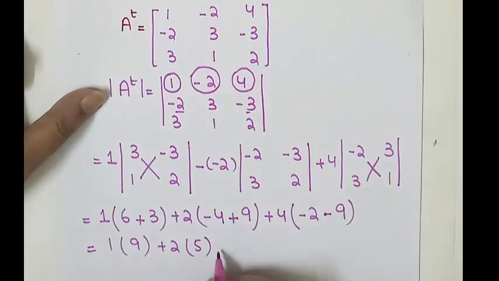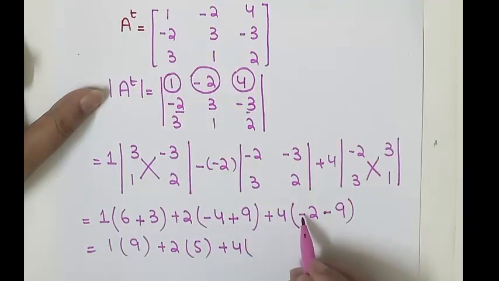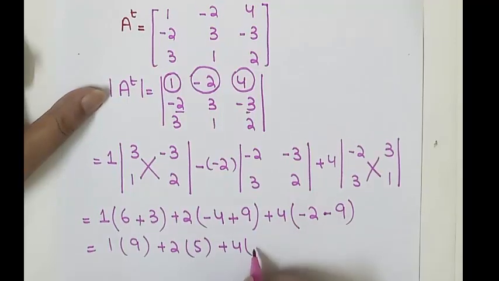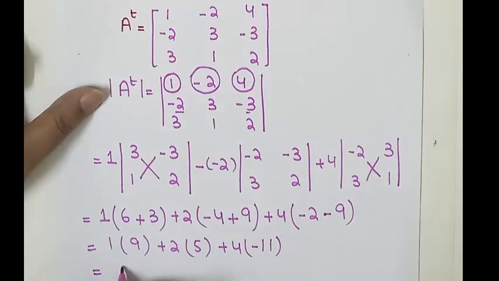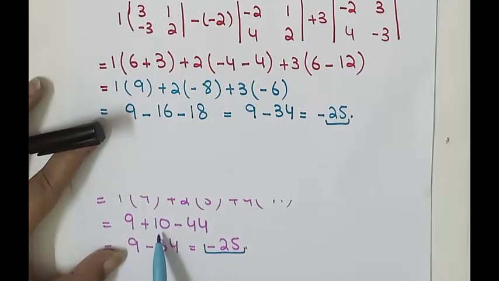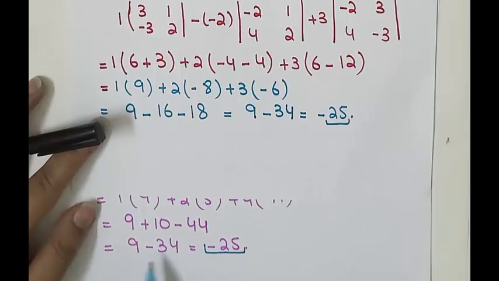This is equals to positive 5 plus 4. This is we have minus 2 and minus 9 which is equals to minus 11. So 1 9 times is 9 plus 2 5. So this is we have 10 minus 44. This is equals to minus 34. 9 minus 34 equals to minus 25.